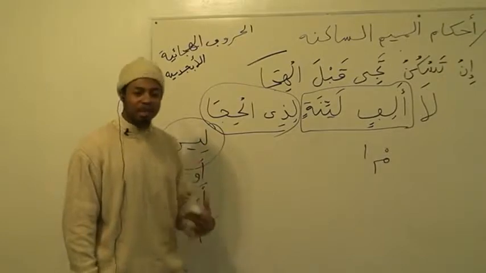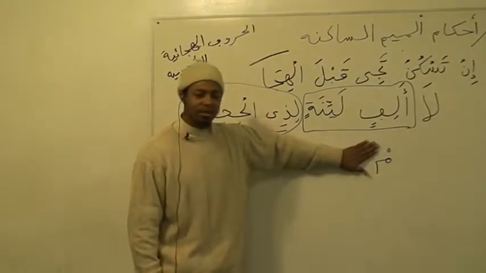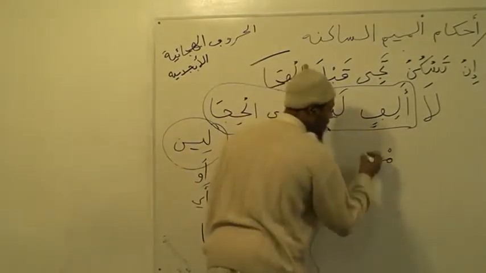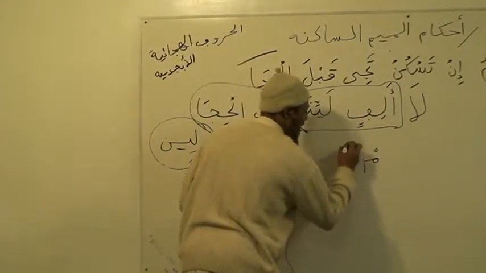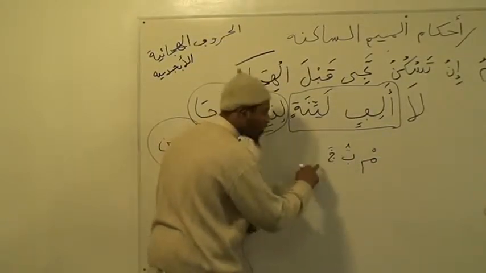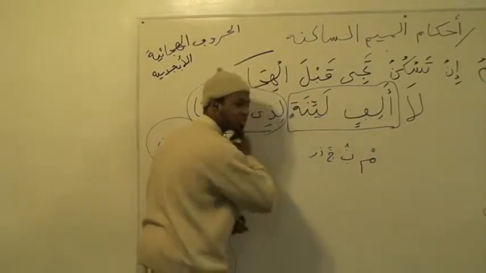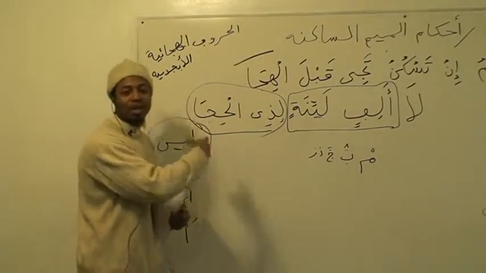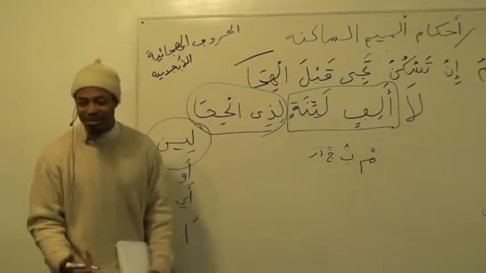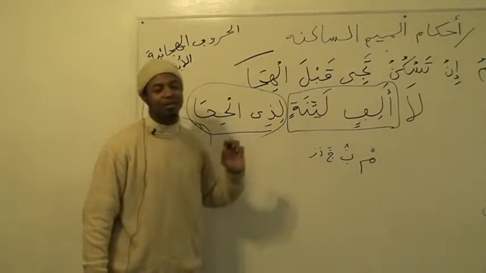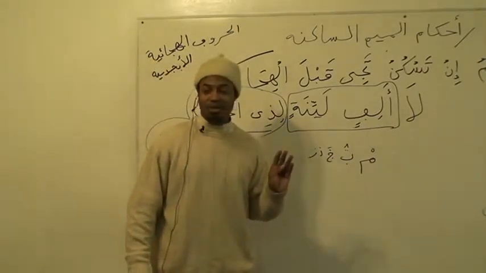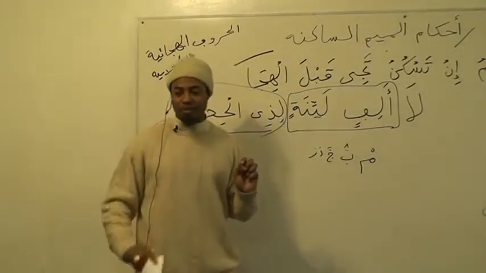He says, the meme, when it comes sakina, it comes before every letter. Okay? It comes for every letter. It comes before ba, ta, tha, jim, ha, kha, dal, dhal, ra, zay, sin, sheen, sad, dad, ta, za, ain, ghain, fa, qaf, kaf, lam, mim, nun, ha, wa, ya. La, alif layyina. You notice we didn't say alif. It doesn't come, however, before alif al-layyina. What is alif al-layyina? The alif that comes with a fatha before it.